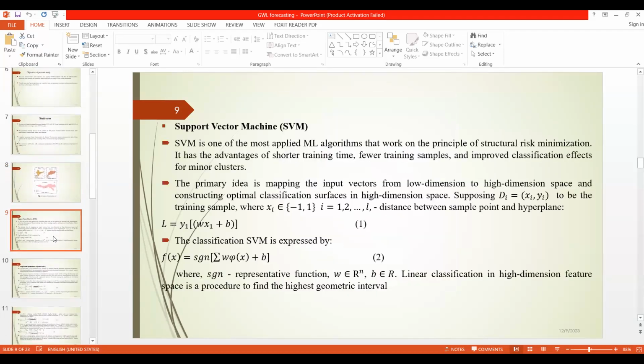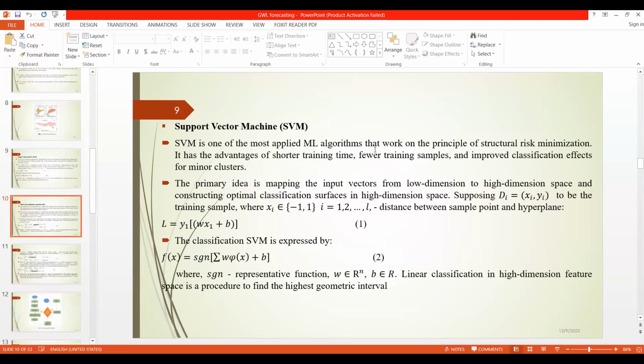Now, the methodology part, that is the support vector machine model. This is a very well-known technique, a part of neural networks, but it came after ANN showed a lot of problems. It is based on the principle of structural risk minimization. It has a lot of advantages like shorter training time, fewer training samples, and improved classification effects. And these are a few mathematical equations related to the model.